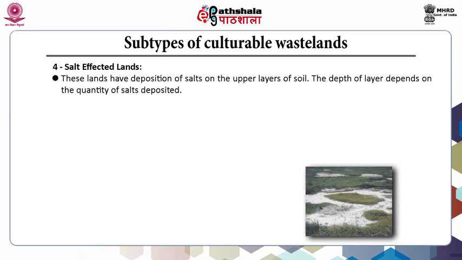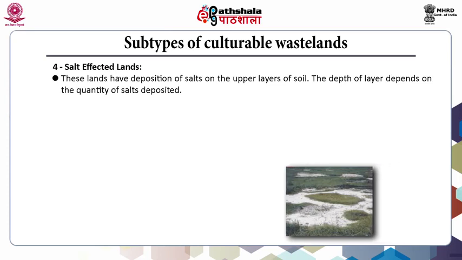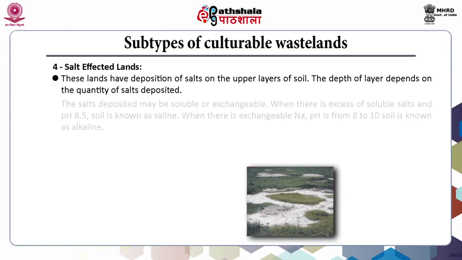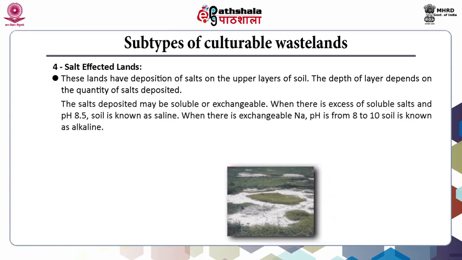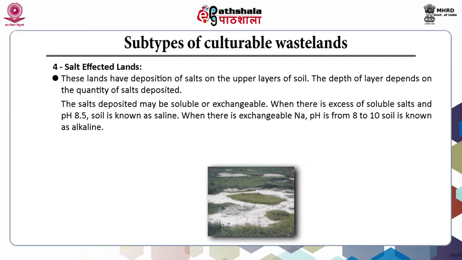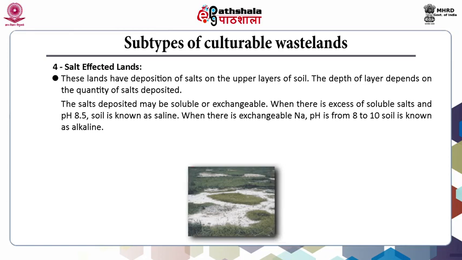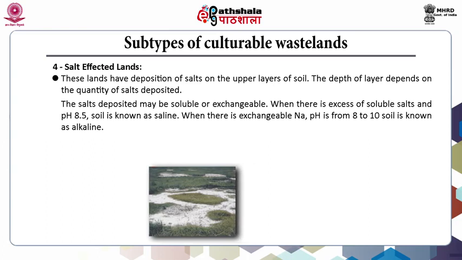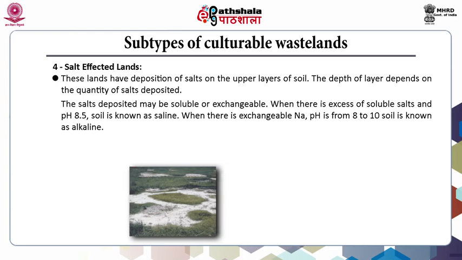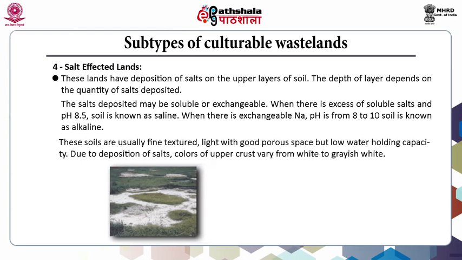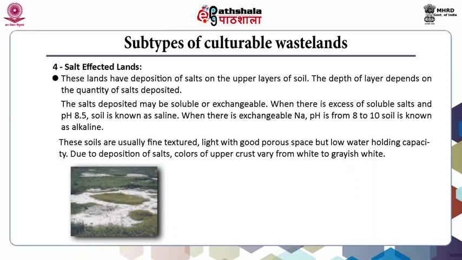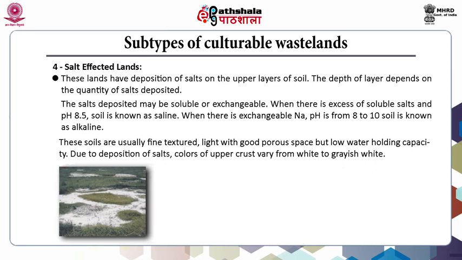These lands have deposition of salts on the upper layers of soil. The depth of the layer depends on the quantity of salts deposited. The salts deposited may be soluble or exchangeable. When there is excess of soluble salts and pH above 8.5, soil is known as saline. When there is exchangeable sodium and pH 8 to 10, soil is known as alkaline. These soils are usually fine textured, light with good pore space but low water holding capacity. Due to deposition of salts, color of the upper crust varies from white to grayish white.